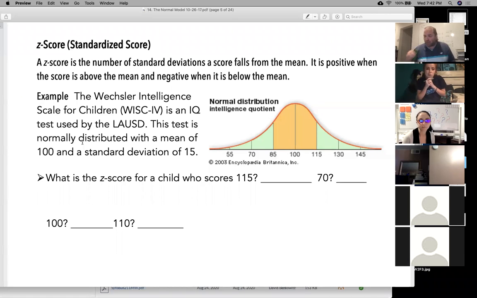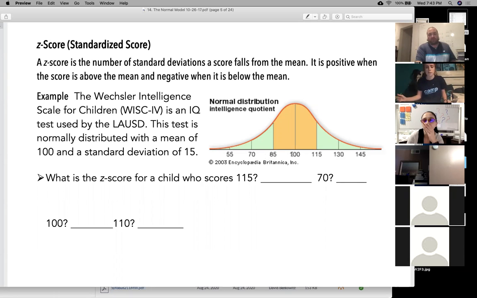For the z-score, I was a little confused when we were going over it in this lesson. When it says, what is the z-score for a child who scores 115? You do 115 minus 100 divided by 15. The z-score is 1. You wouldn't need to write 1 standard deviation to the right? Well, that's what the z-score of 1 means. It means you're 1 standard deviation to the right, but the z-score is just 1. Okay, got it. Thank you.